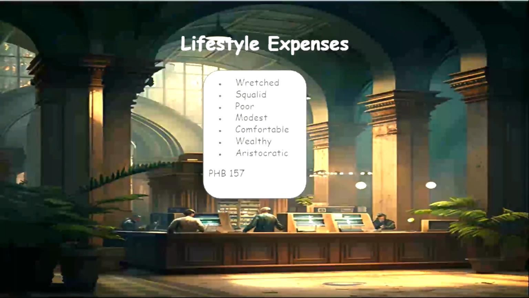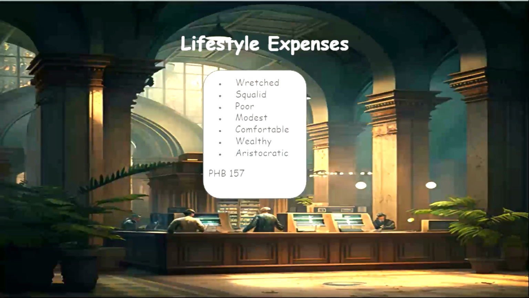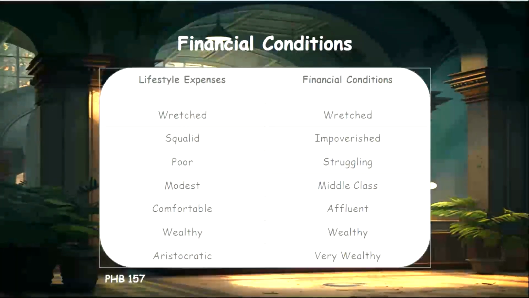So according to the Player's Handbook, page 157, these are the lifestyle expenses: wretched, squalid, poor, modest, comfortable, wealthy, and aristocratic. Most of the time, in games I've played and run in the past, a lot of this gets hand-waved through. But in order to run a credit system, you kind of have to understand this a little bit better. I think this leads to more exciting shopping experiences and montages. It gives a more sense of urgency and agency for each player.